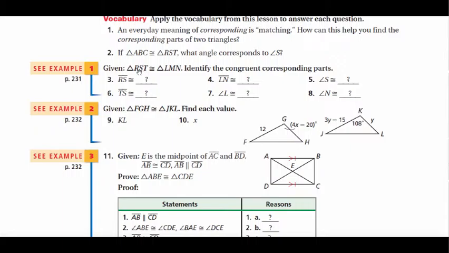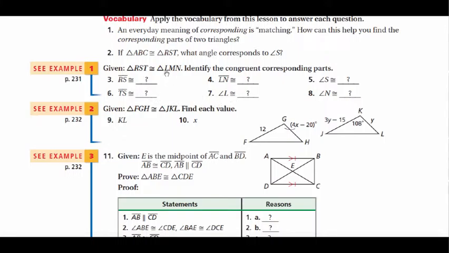Given that triangle RST is congruent to triangle LMN, identify the congruent corresponding parts. The first two letters are RS, so I go to the second triangle, LM. So segment LM goes here. LN is the first and last, so the segment here is RT. So this is segment RT. Angle S is the middle letter here, so M is the middle letter here, so angle M. TS, that's the last letter and the middle letter. That corresponds to N and M, so NM goes here.